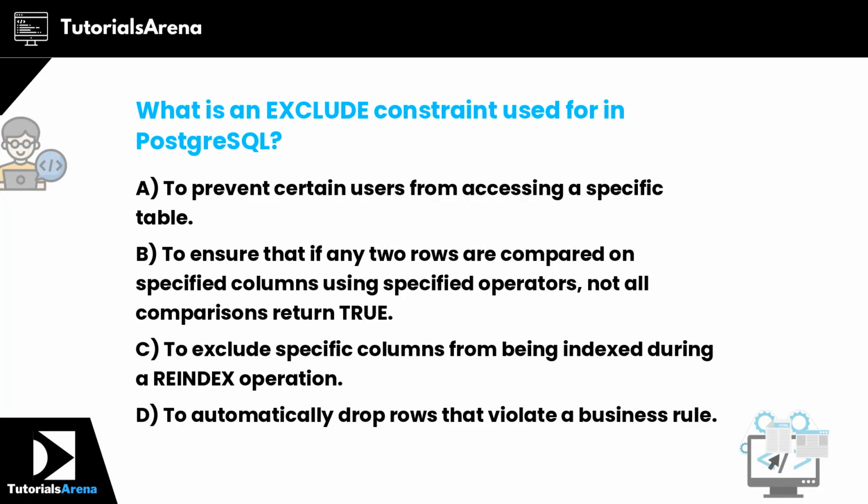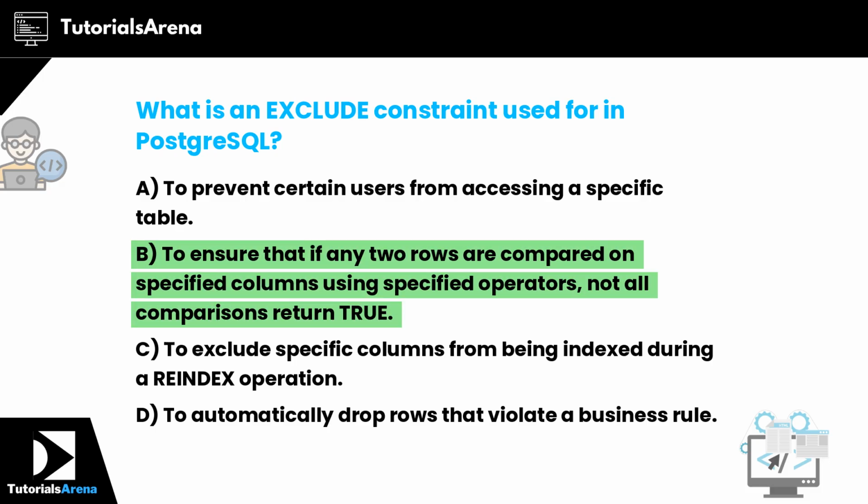What is an exclude constraint used for in PostgreSQL? The correct answer is option B. To ensure that if any two rows are compared on specified columns using specified operators, not all comparisons return true.